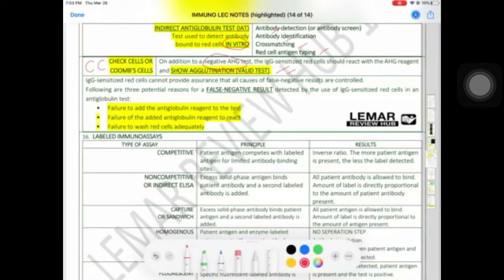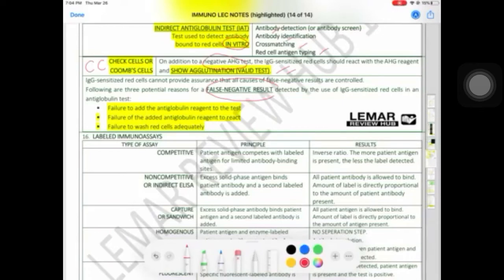Kabaliktaran po nito yung sa Rh control. Yung Rh control naman po, for a valid test, dapat walang agglutination. So, inuulit ko, pag add po nito sa negative tube, for our test to be valid, dapat may agglutination. Pag walang agglutination, invalid, false negative. So, ano pong maaaring result ng invalid test or false negative AHG test?